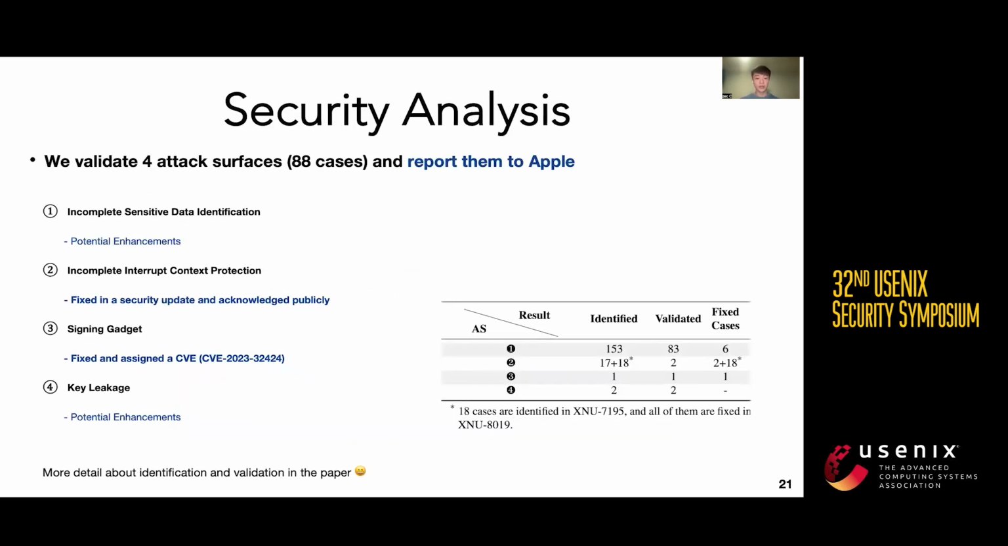Finally, we conducted a security analysis of the PAC protection on M1. We identified and validated 4 attack surfaces. And we validated 88 cases that can be used to bypass the PA-based kernel protection. Apple acknowledged our findings publicly, fixed these issues in a security update, and assigned us a CVE.